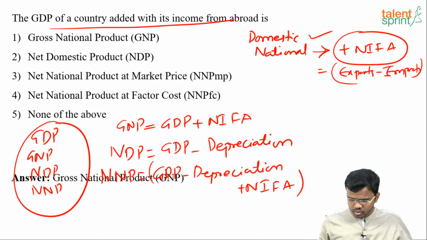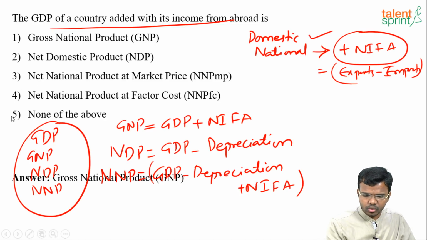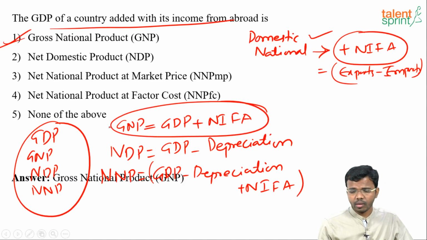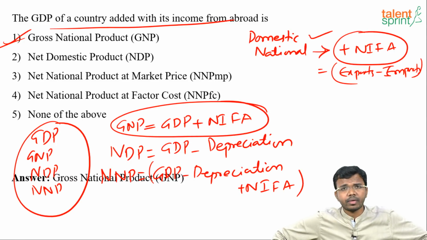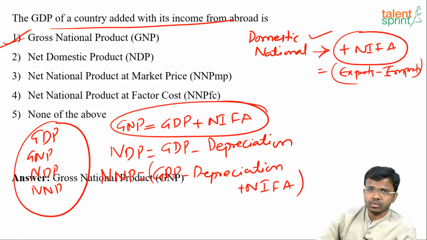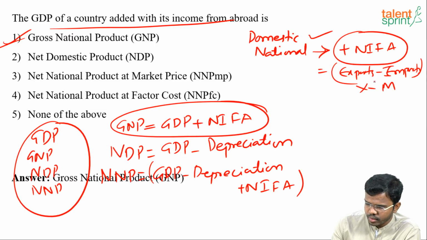Clear everyone? So the right answer is gross national product. GNP is equal to GDP plus net income from abroad. It is also called NIFA, also called net exports, because we are subtracting imports from exports. Okay, or X minus M. We can take it as X minus M.